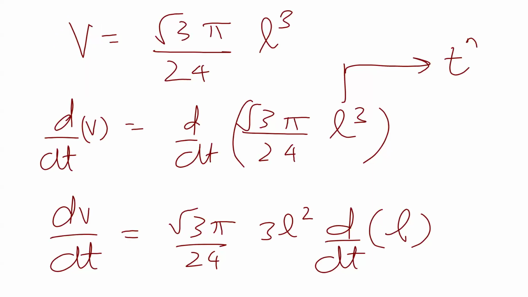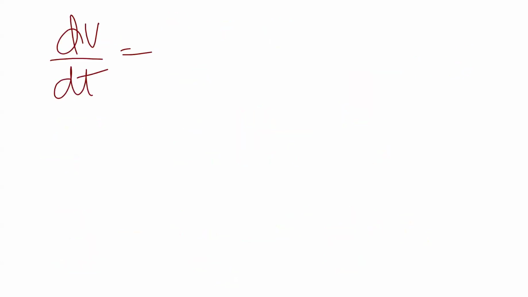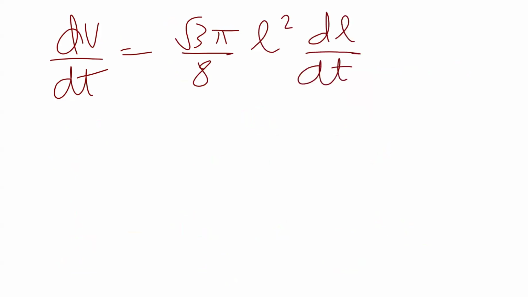So dV by dt is equal to root 3 pi by 24. I can cancel this out: 3 ones are 3, 3 eights are 24. So root 3 pi by 8 L square dl by dt.